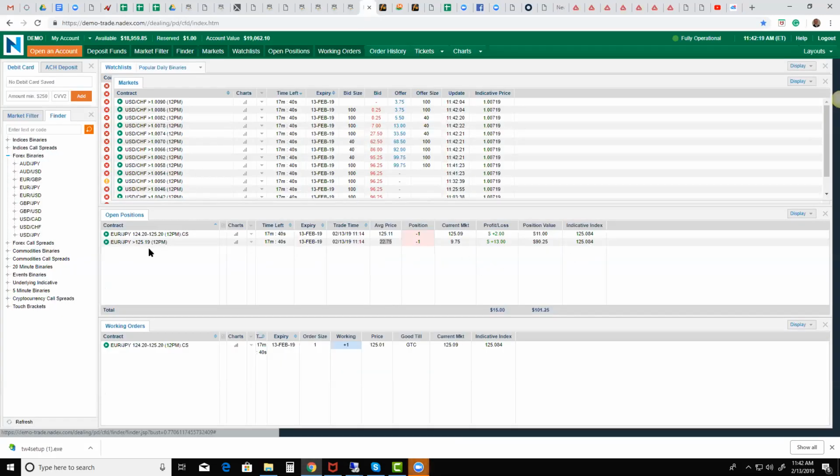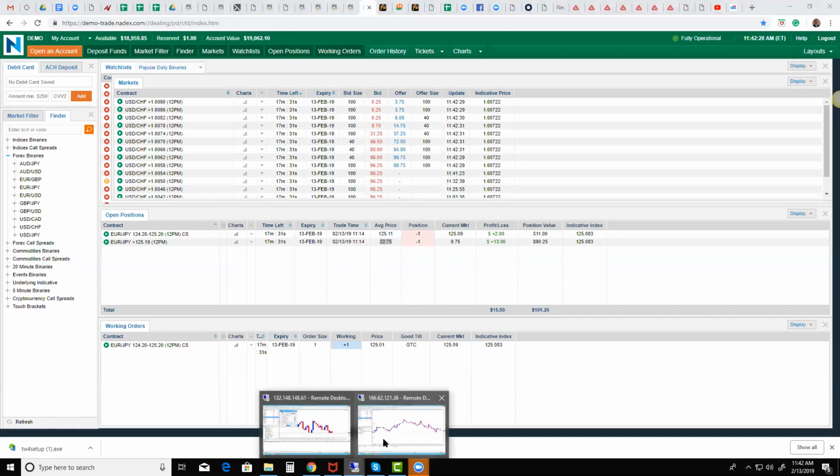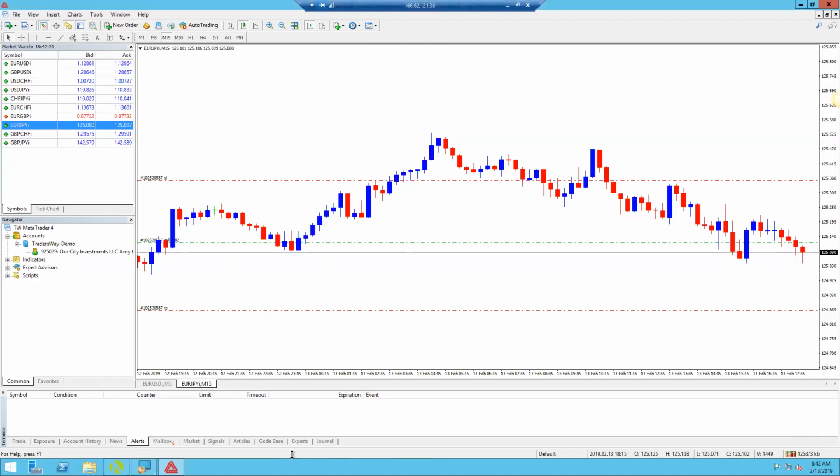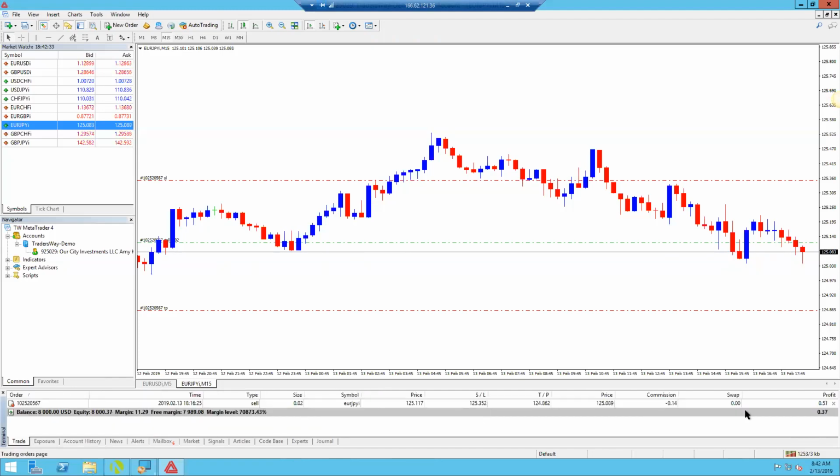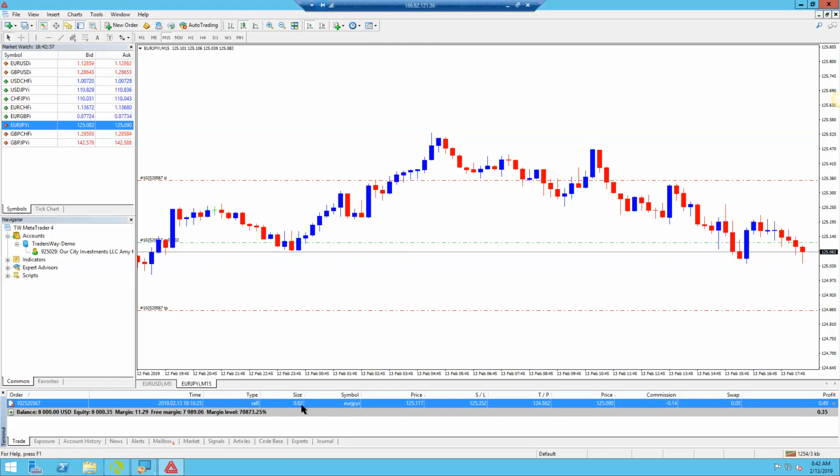Okay, we're still sitting pretty good on our trades. How are we doing on our Forex side of it? Sitting pretty good. We're only sitting at 37 cents, but we only got two micro contracts on. This account has $8,000 in it. I could have easily done 8 at that point, and we'd be sitting about $2 something right now.